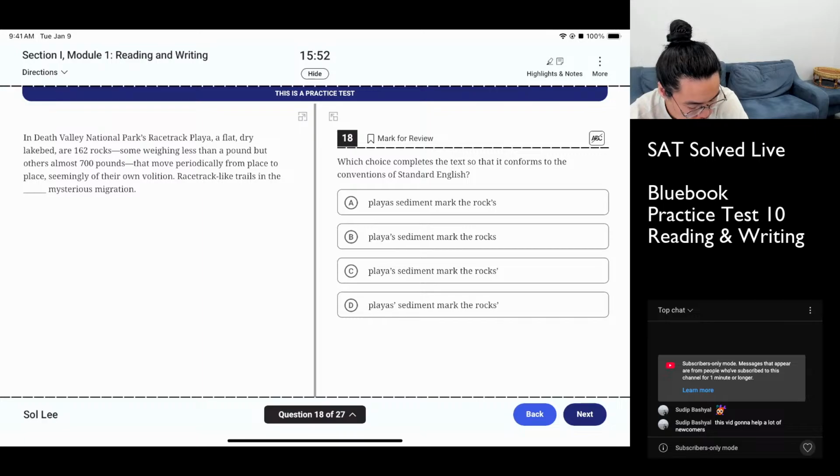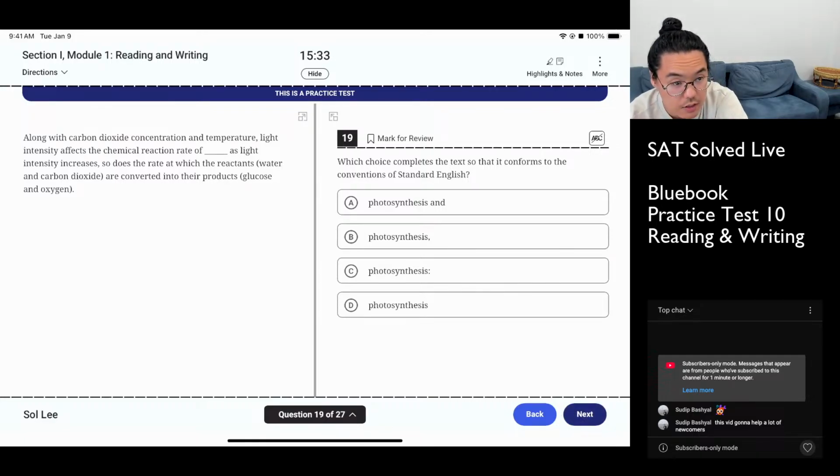These move periodically from place to place. Okay. Race-like trails in the playa's sediment. The trails mark the rocks' migration. Okay. Plural rocks, single playa. I'm kind of tired, so I wonder if I'm making mistakes right now, but I think that is correct.